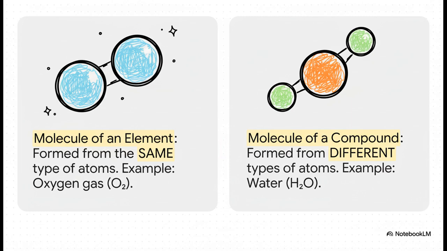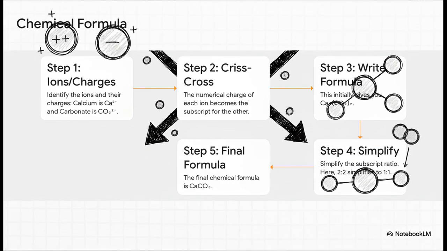Simple as that. Now, writing the chemical formulas for these compounds can sometimes feel a little intimidating, but I'm going to let you in on a really cool trick. It's called the crisscross method. All you need to know are the charges of the ions involved. You literally just take the number from the charge of one ion and make it the subscript for the other, and vice versa. You crisscross them. Then just simplify the numbers if you can. It's a super fast way to figure out the right formula every time.